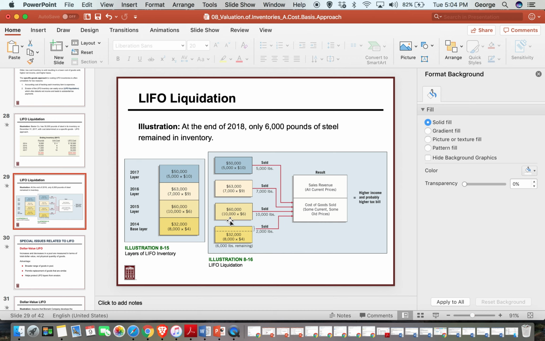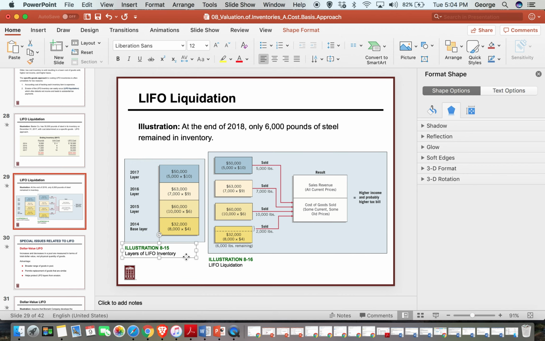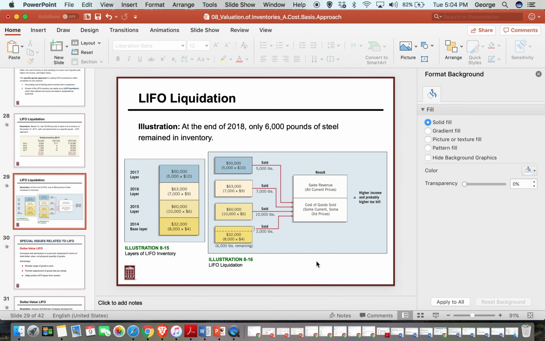So what's happening here is that with all this inventory we've sold, we've gone down to our 2014 base level. We sold 2,000 of the 8,000 units from that base, so we had 8,000 units left, theoretically, from the 2014 base. We've sold 6,000. We've sold all our inventory but 6,000 units. So we've liquidated all these layers, which is known as the LIFO liquidation.